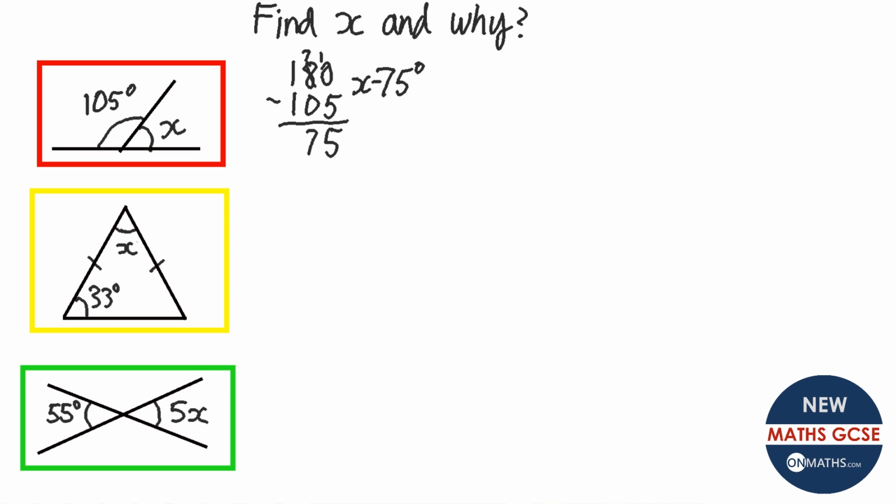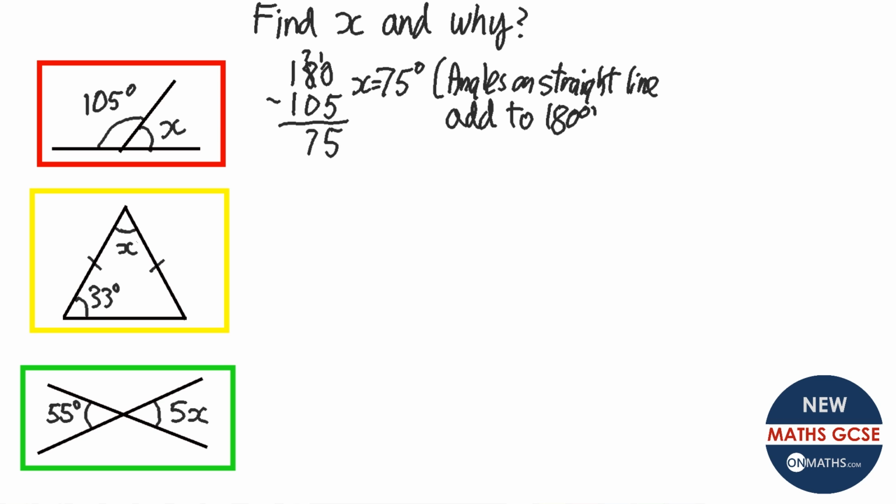We should write x equals 75, and the reason is angles on a straight line add to 180 degrees. Now you've got to be used to writing down the reason, because it's an AO2 category mark, which they're very keen on you explaining what you're doing. So get in the habit of doing it every single time.